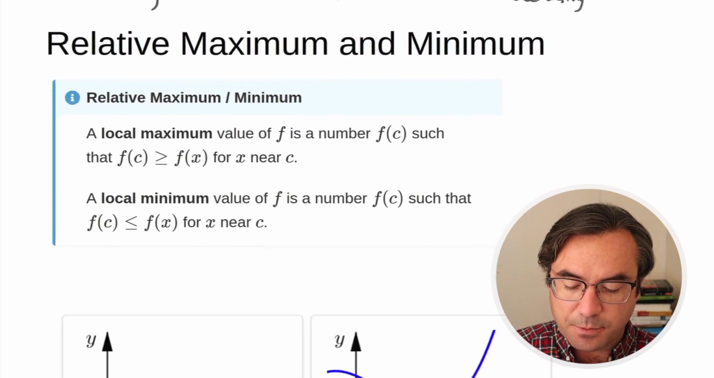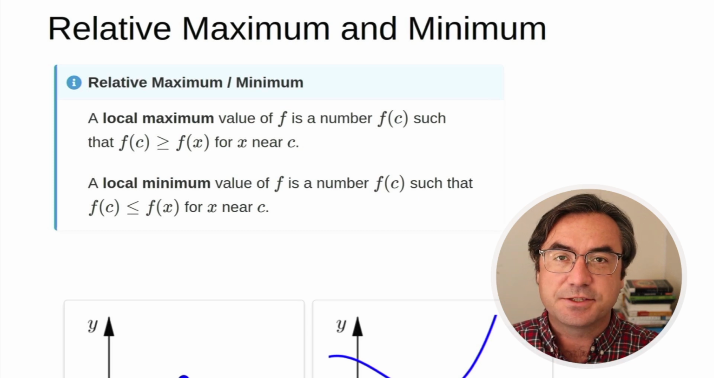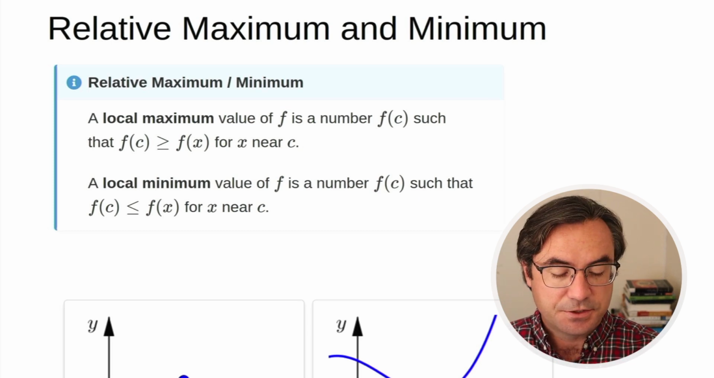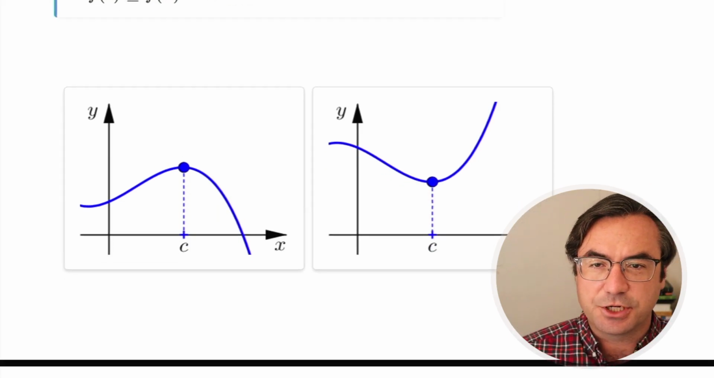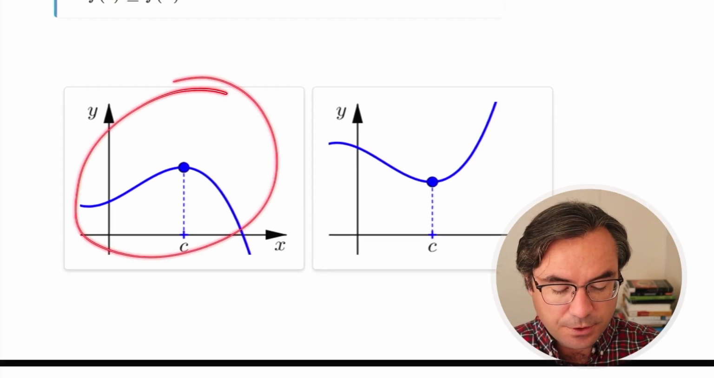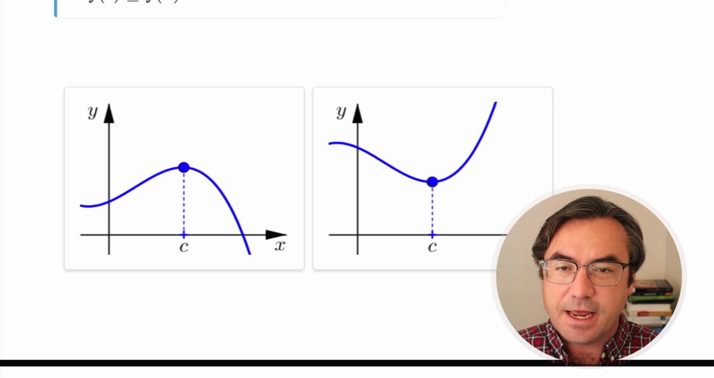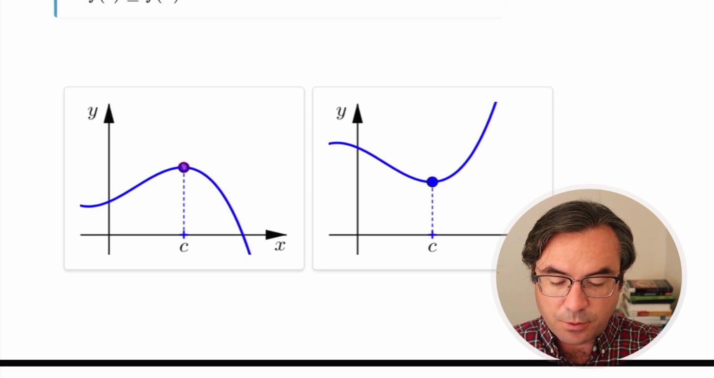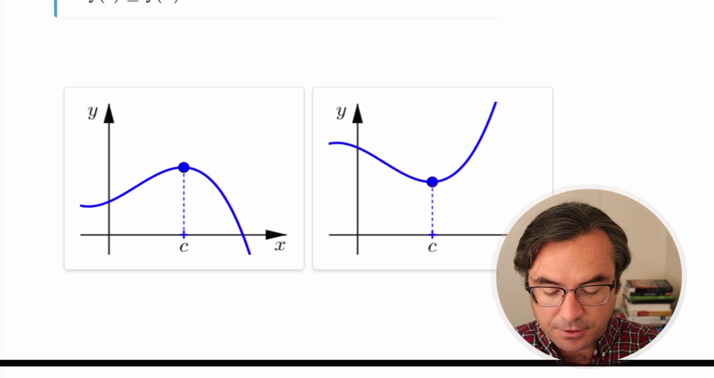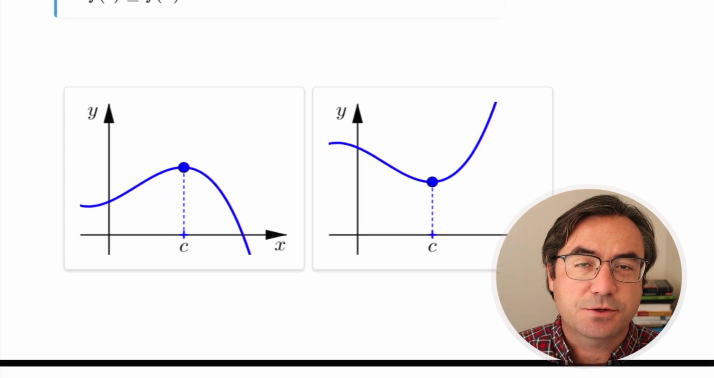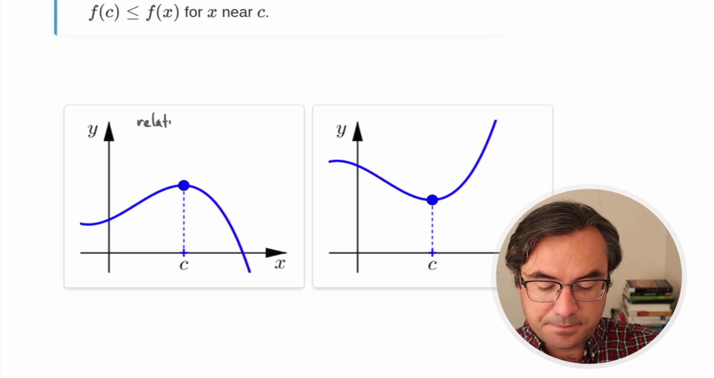Now, there are a couple other points that we're going to be interested in, and these are places where our function has a high point or a low point. So let's look at these graphically, and then we'll come back to the definition. Two graphs here. Again, we're looking at this place x equals c on each of these graphs. In the first graph, we notice that this point is higher than all the other points in the surrounding area. So in this case, we would call this a relative maximum.